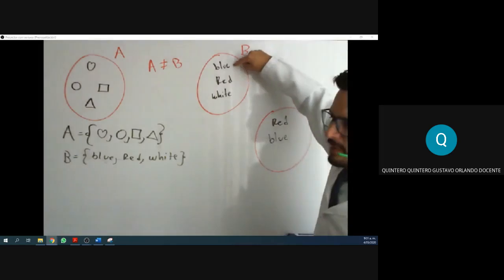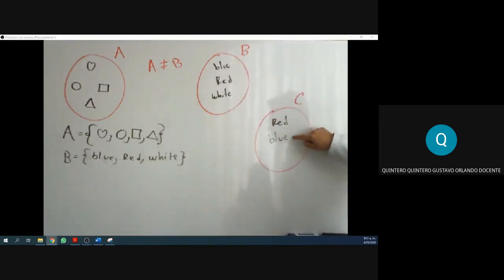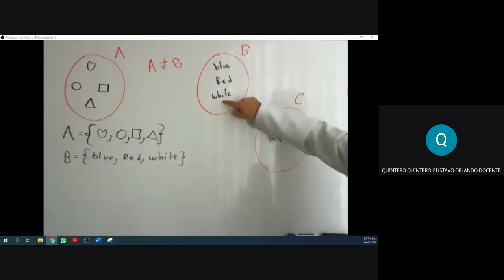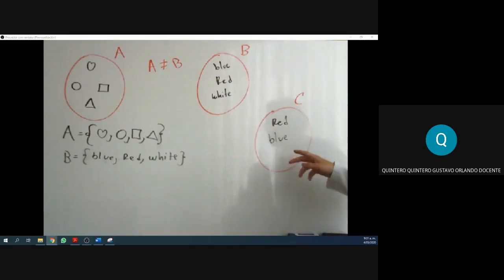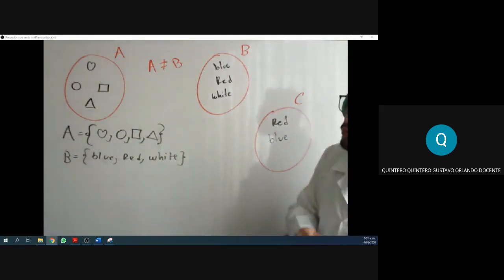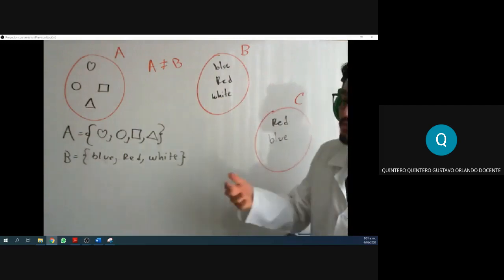This one has the element blue, and this one has the element blue as well. This one has the element red, and this one has the element red as well. Of course, this one is missing the white, but B and C have some characteristic. B and C have some elements in common. So how do you write that? How do you write B and C have some elements in common?